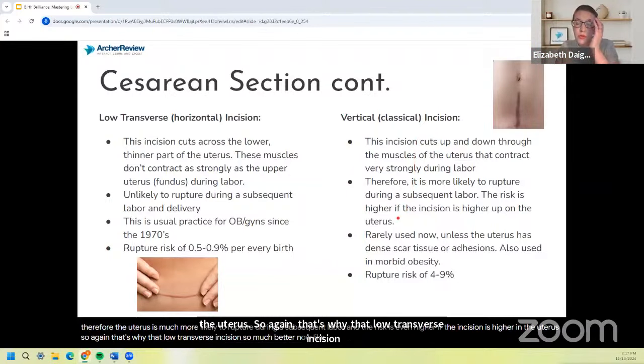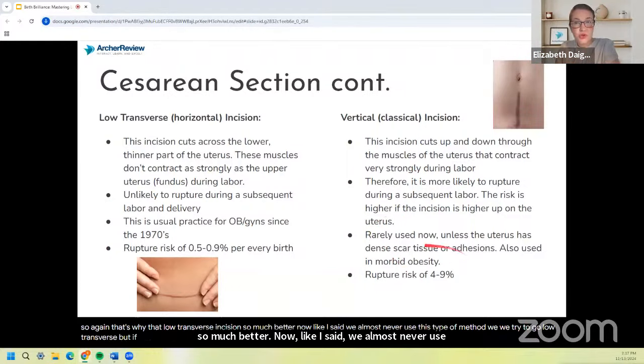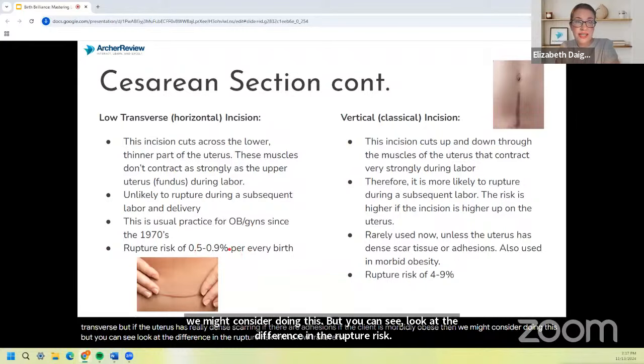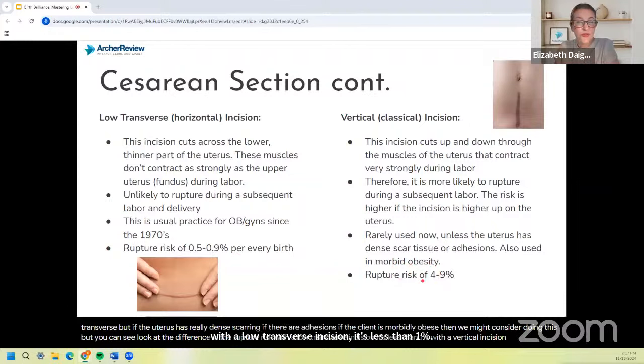Now, like I said, we almost never use this type of method. We try to go low transverse, but if the uterus has really dense scarring, if there are adhesions, if the client is morbidly obese, then we might consider doing this. But you can see, look at the difference in the rupture risk. With a low transverse incision, it's less than 1%. With a vertical incision, it's 4 to 9%. So you can see why we've changed our methodology there.